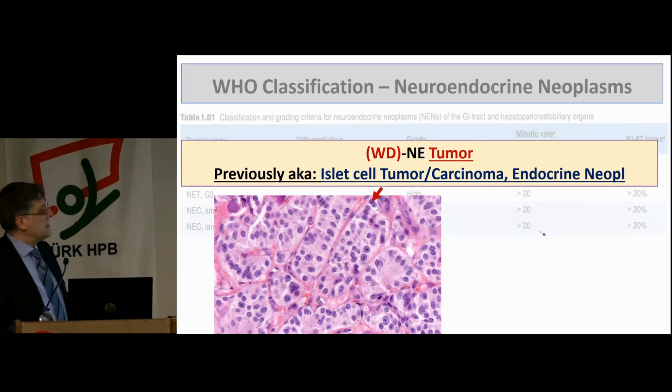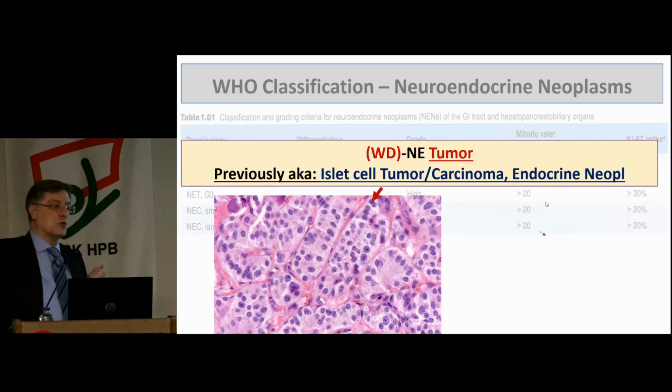Again, we used to call them islet cell tumor or islet cell carcinoma. At some point, we used to call them pancreatic endocrine neoplasia. Now we call them neuroendocrine to distinguish those from adrenal gland and thyroid gland, which are the true endocrine organs.